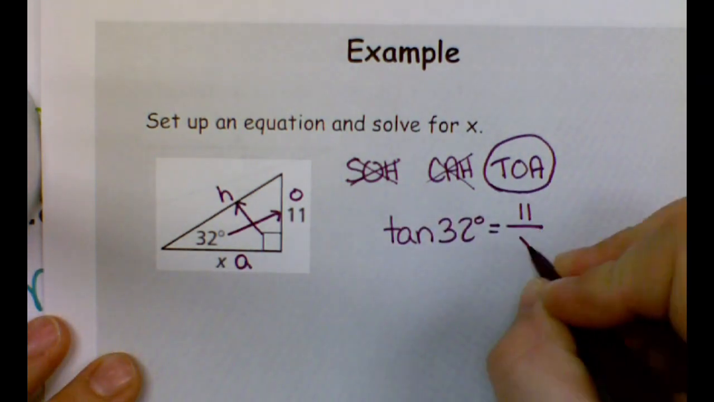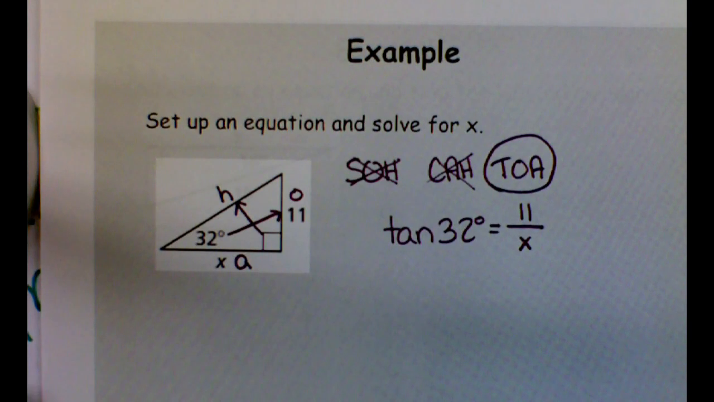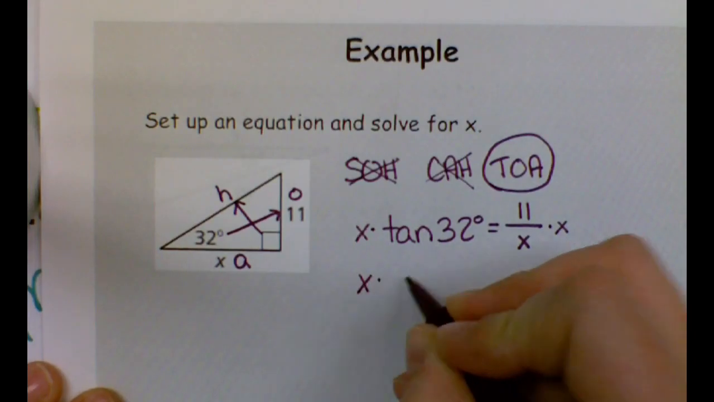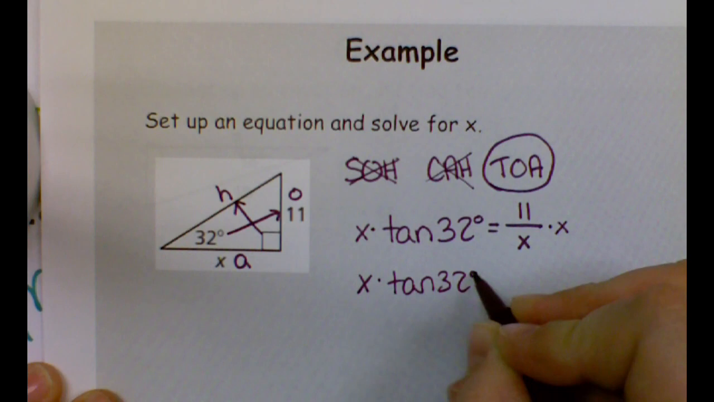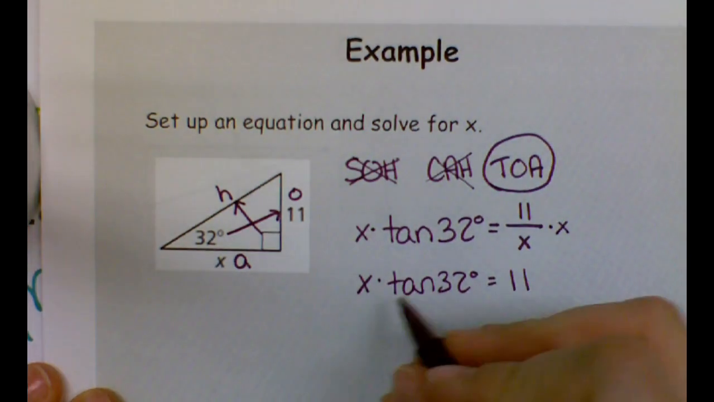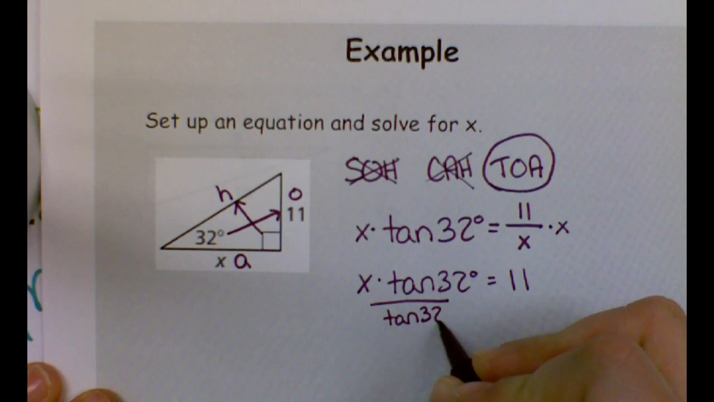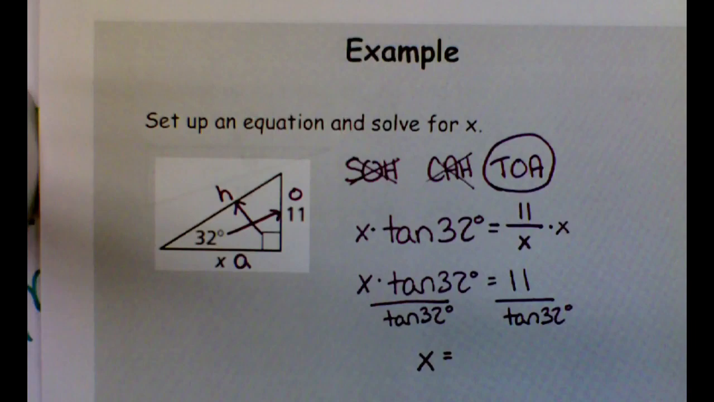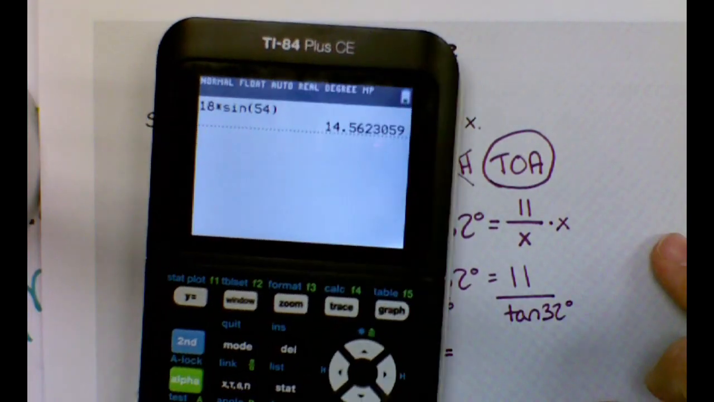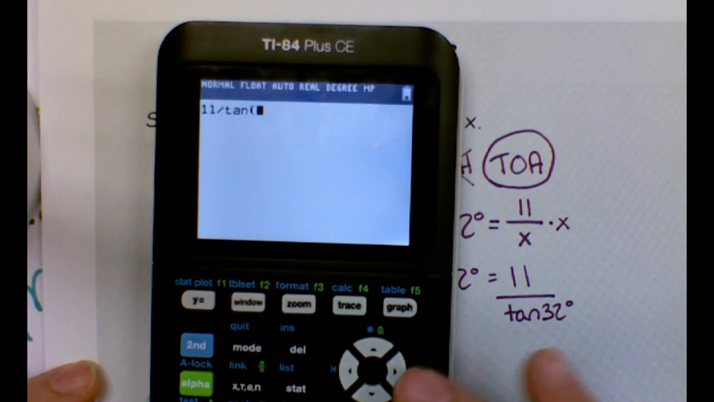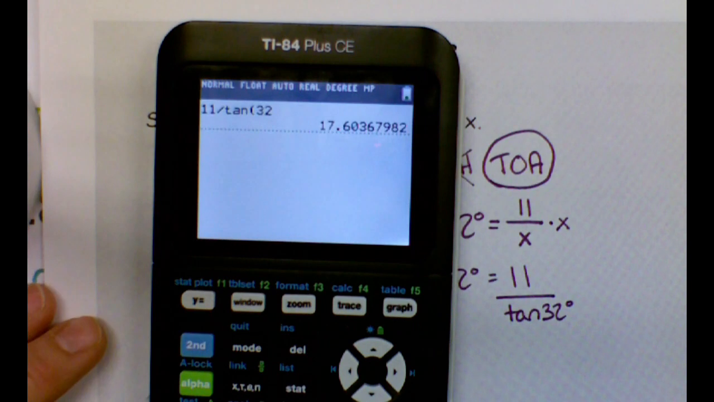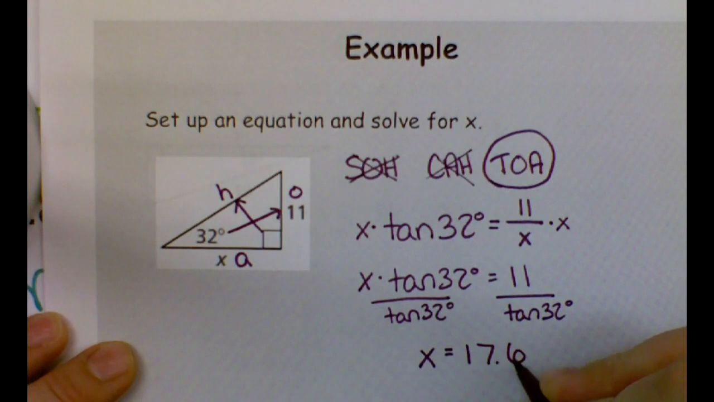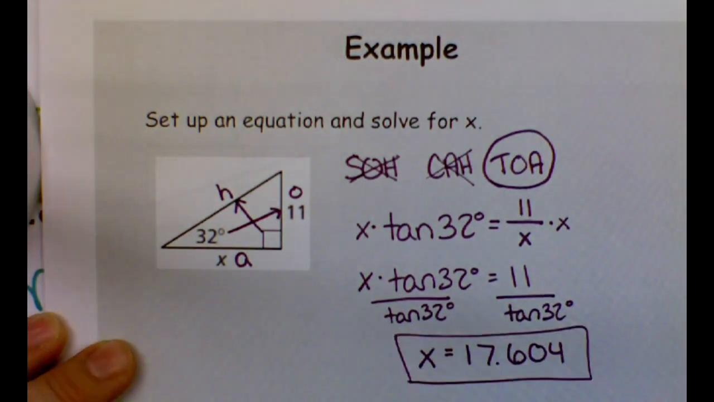So 11 over x. This one's a little trickier to solve. We have to get the x to the other side, so I multiply my x over. So I have x times the tangent of 32 degrees equals 11. To get x alone, we just divide by the tangent of 32 degrees. And now x is alone, and I can type that in my calculator. For this one, we just do what it says. 11 divided by tangent 32. I already know I'm in degree mode, so 17.604. We did not have any labels, so there's my answer.